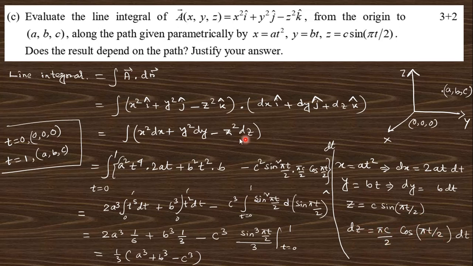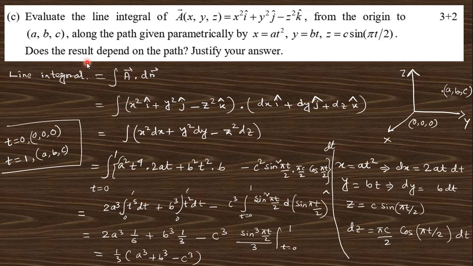Right? So if you put these in for x dx, y dy, z dz, and calculate this integration, you will get this type of equation, and the limit of t will be 0 to 1, because when you put t equals 0, you get x, y, z as 0, 0, 0, and if you put t equals 1, you get x, y, z as a, b, c. So this point is satisfied. So the value of this integration will be like that.